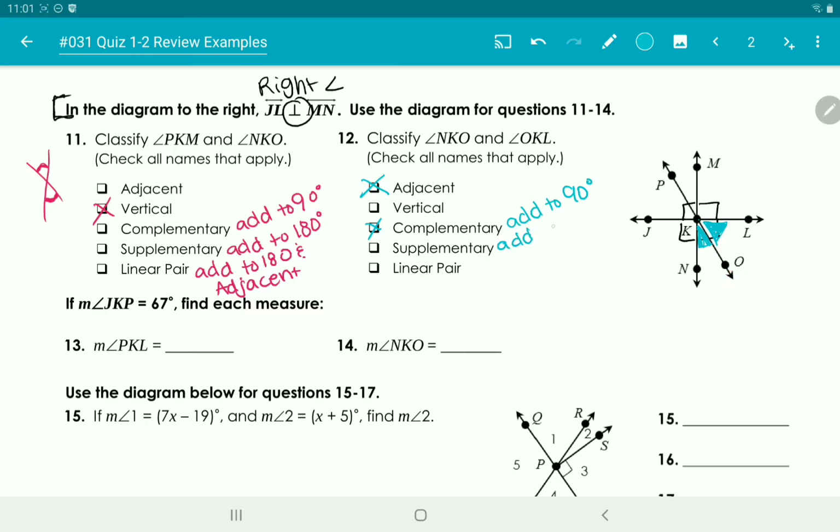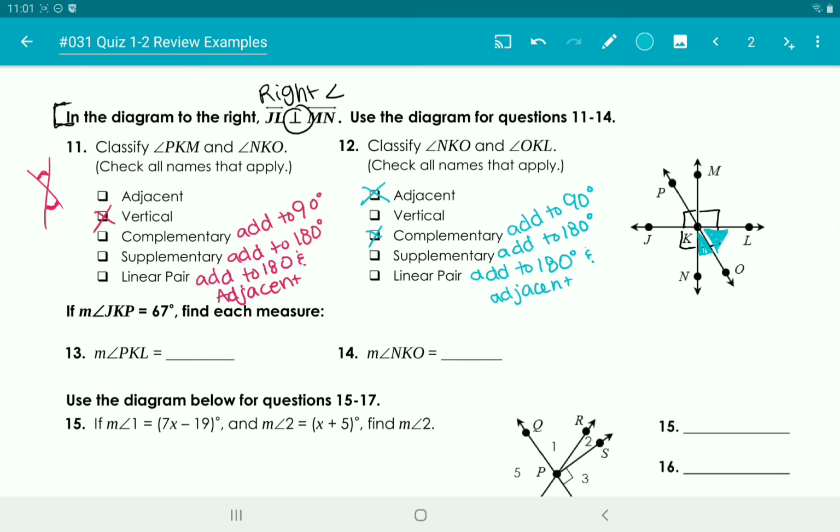Supplementary means they add to give you 180 degrees. Since they add to give you a 90-degree angle, they do not add to give you 180. And in order to be a linear pair, they need to add to 180 and be adjacent. They are adjacent, but they do not add to 180, so they are not a linear pair.